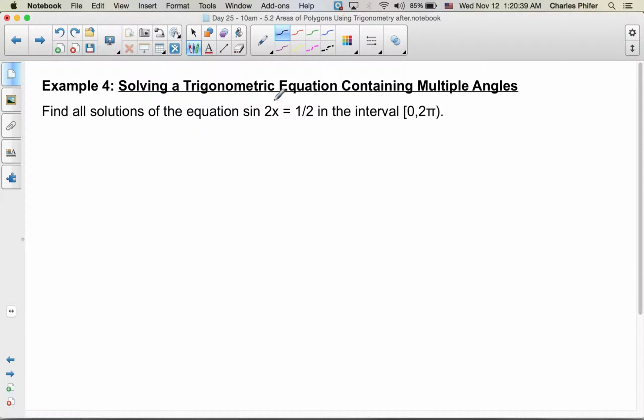In looking at this, sine of what angle gives you a half? If you think about the unit circle, that is 30 degrees. We'll convert it back to radians later; I always tend to work in degrees. Sine of 30 degrees gives you a half, so we need 2x to be equal to 30 degrees. But that's our quadrant 1 solution.